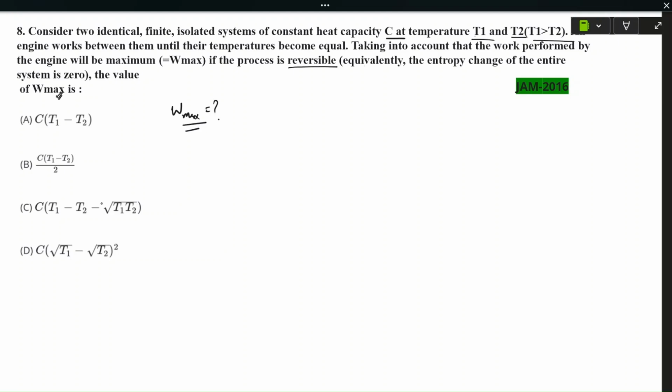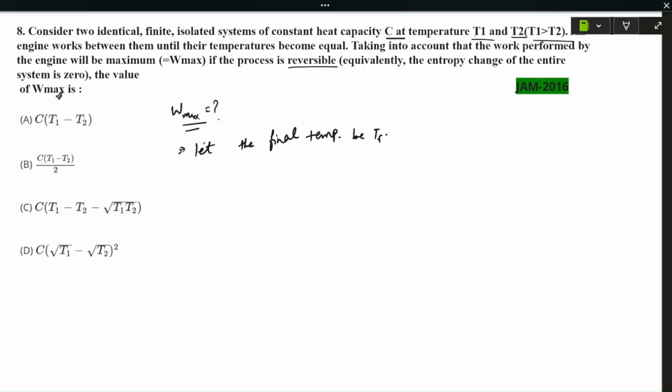So the engine works between their temperatures. Suppose we are given T1 and T2, the temperatures of two isolated systems. Let the final temperature be T final. This will be our final temperature after completing the work.